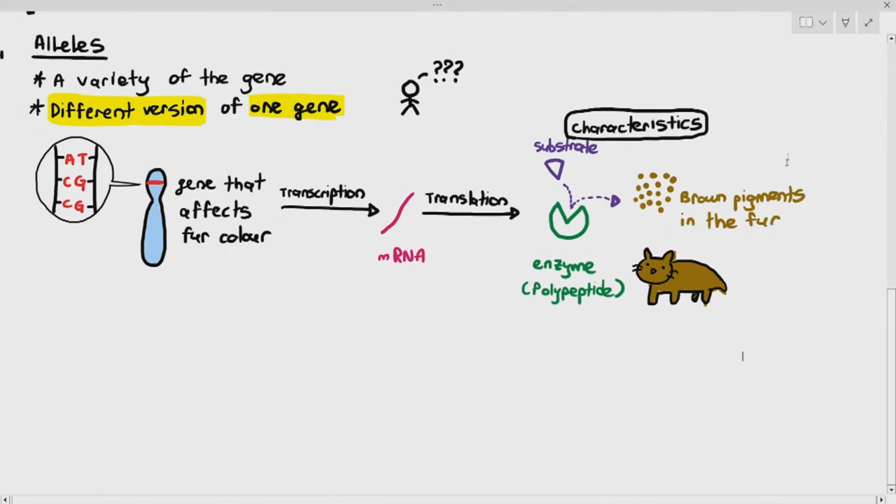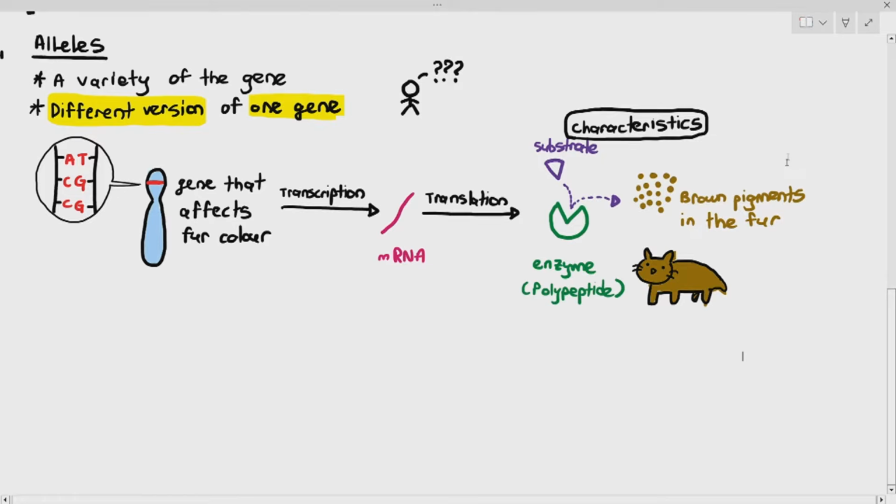A few videos ago, we were talking about the relationship of genes and the characteristics. As an example, over here, I mentioned before that a gene is a length of DNA that codes for a polypeptide, and I told you that when the gene undergoes transcription, it produces the mRNA, and when the mRNA undergoes translation, it produces the polypeptide. And depending on the type of polypeptide you produce, it affects your characteristic.